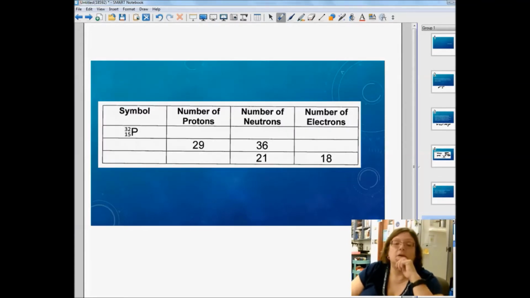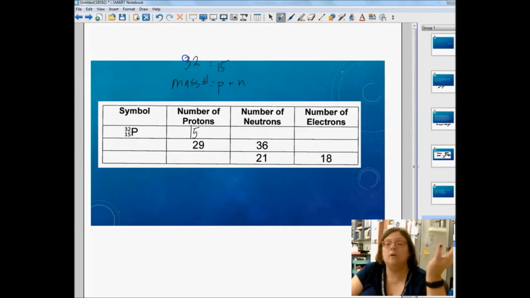So let's see if we can figure some out. P for phosphorus. Phosphorus has an atomic number of 15. How many protons does it mean it has? That's right, 15, because the atomic number is equal to the number of protons. It tells us it has 32 for its mass number. Remember that mass number is equal to protons plus neutrons. If we have 15 protons and we know the mass number is 32, how many neutrons must we have? So you just solve for n. 32 minus 15 would be 17 neutrons.